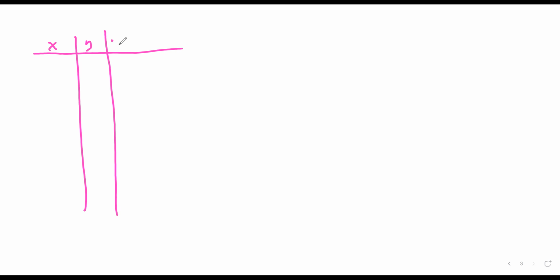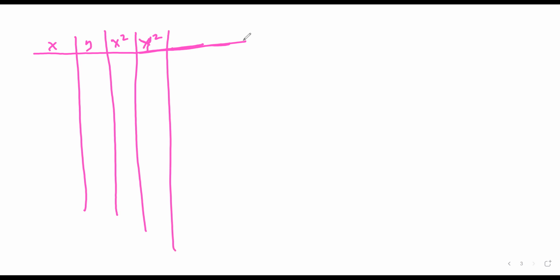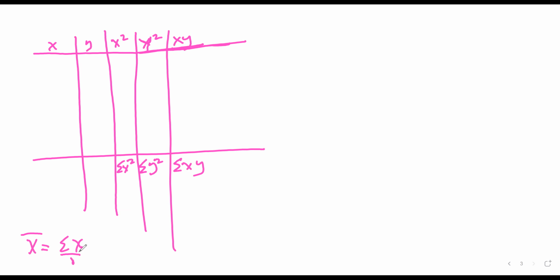If you don't want to do that, you can still do this question manually by coming up with 2 columns, x and y. That's the given data. Then you need to have a column for x square, so you square the values of x. You also need to square the values of y. Then you need the product of x and y. Then down here, you need the summation of x square, the summation of y square, and the summation of xy. But in addition to this, you need the value of x bar, which is summation of x divided by n. So here you also need summation of x, and you also need y bar.